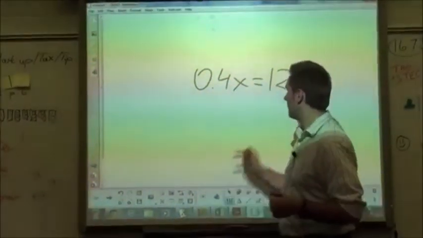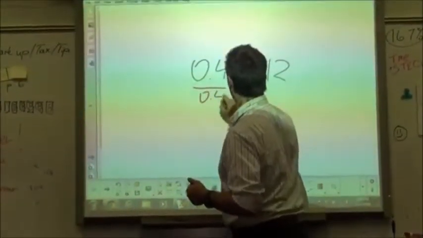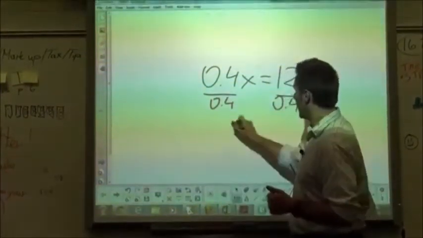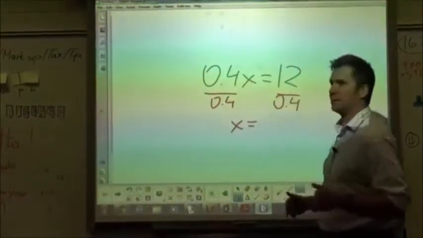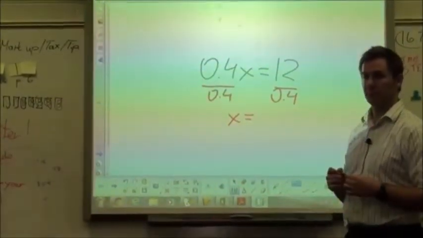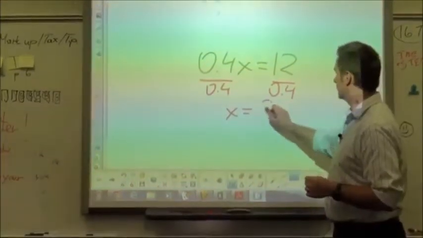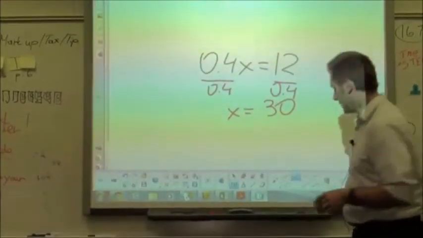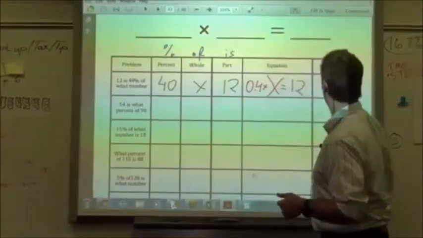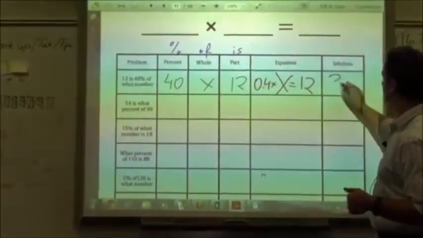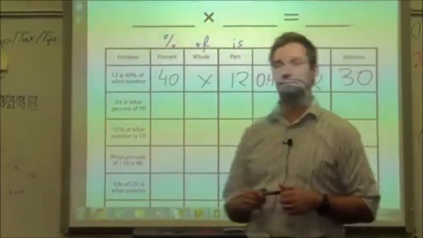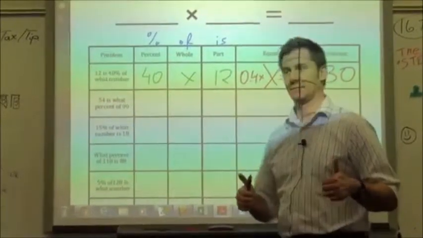Divide by 0.4. We're going to divide by 0.4 on both sides. This way, we have x on the left side. What's going to be on the right side? Use your calculators. 30. So now we can come back here and write our solution is what? 30. Questions? Concerns? We good?